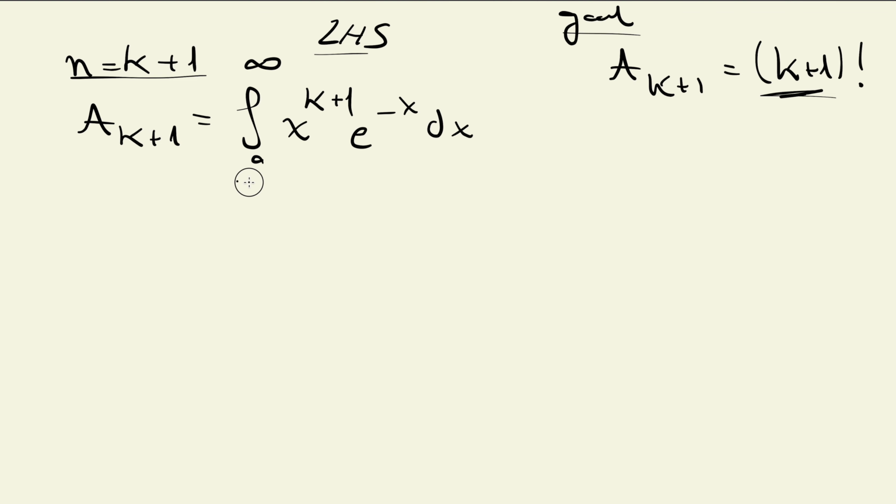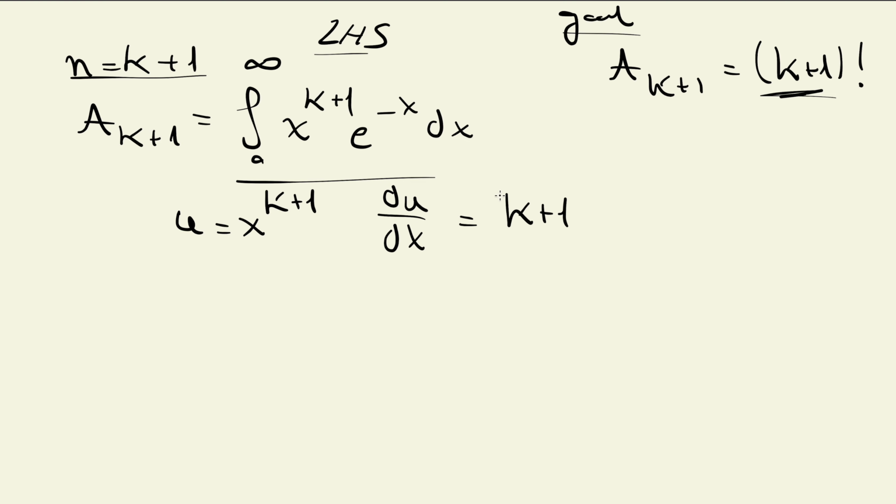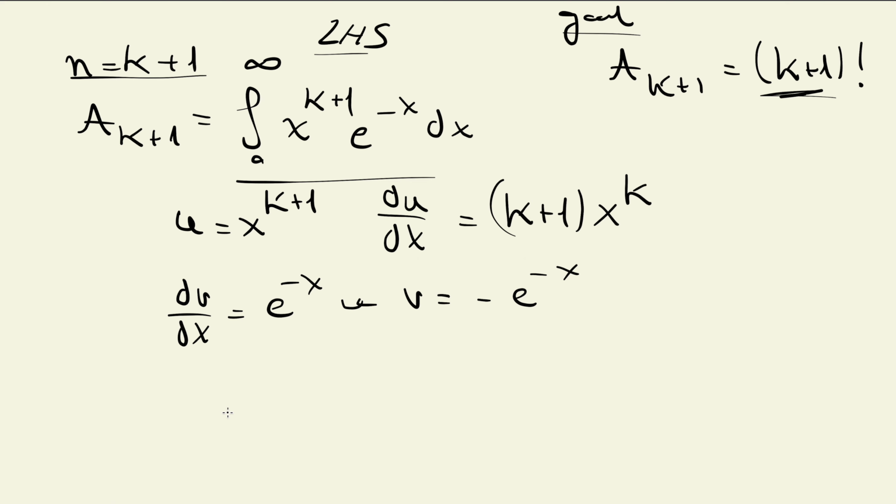You can solve this using integration by parts. I'm gonna consider u equal to x to the power of k plus 1. So du over dx will be k plus 1 times x to the power of k, right? And your dv over dx will be e to the power of negative x, and so your v will be negative e to the power of negative x. So solving by integration by parts, it's going to be negative x to the power of k plus 1 e to the power of negative x.